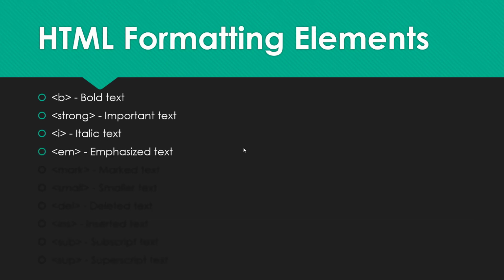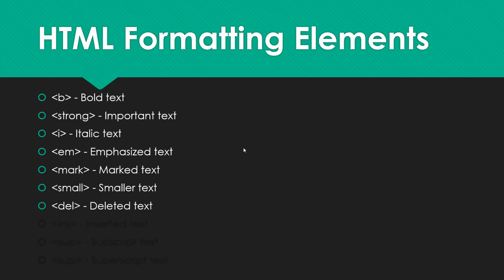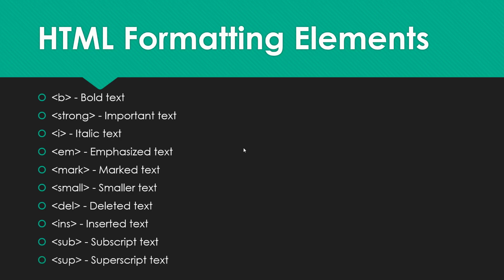We have an emphasis, or EM tag, and then we have marked text. We have the small, and this one is used to define the text that is smaller. We have del, which is used to describe deleted text, and we have ins, which is used to define inserted text. We have the sub. We use that sub tag to define the subscript, and then we have the sup. We use that sup to define the superscript.